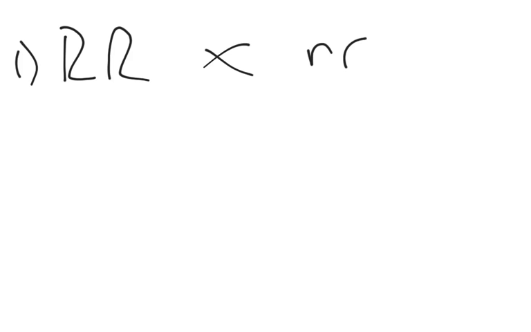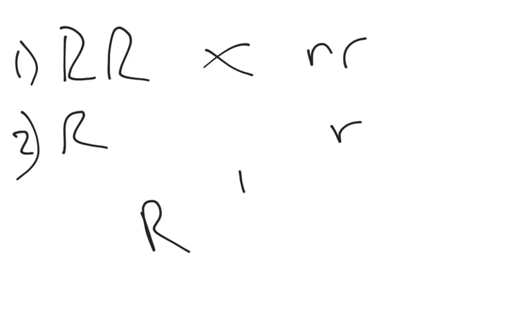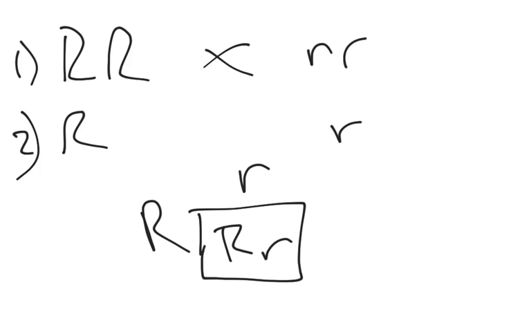So that's step 1. Step 2, figure out the gametes, big R and little r. Put them in a Punnett square. With this, your only possible outcome would be big R, little r. If you get big R, little r, that would be 100% pink.